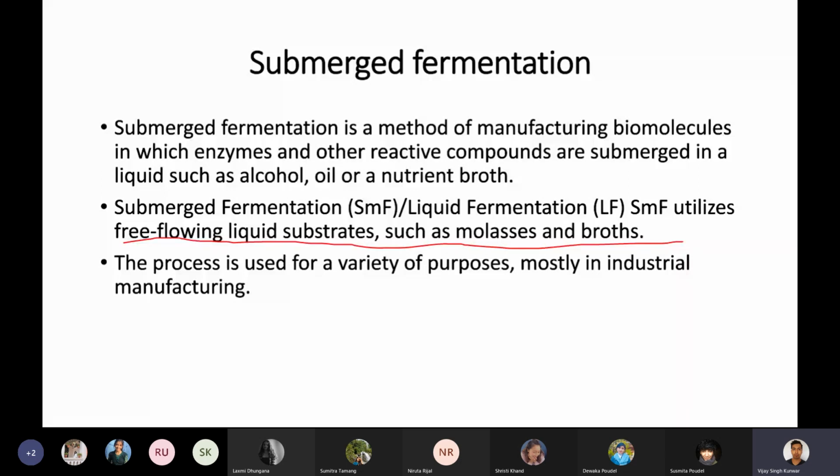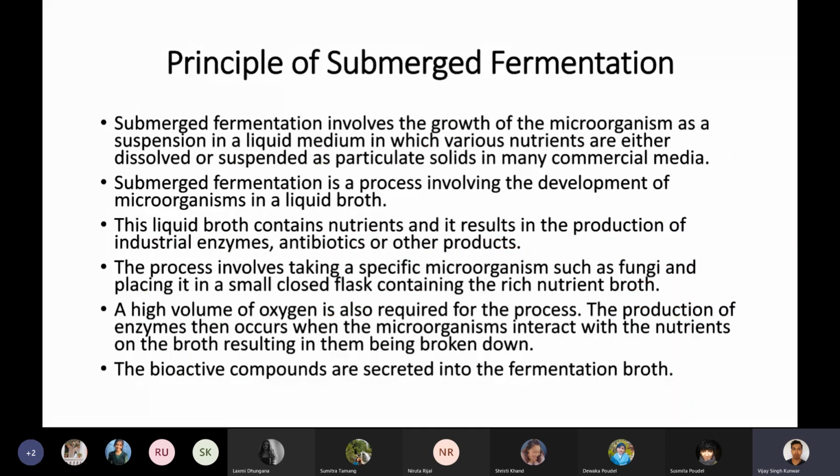So what are the principles of submerged fermentation? Submerged fermentation involves the growth of microorganisms as a suspension in the liquid medium. These microorganisms are in the suspension state in the liquid medium, in which various nutrients are either dissolved or suspended as particulate solids in many commercial media, right? These microorganisms are in suspension state.